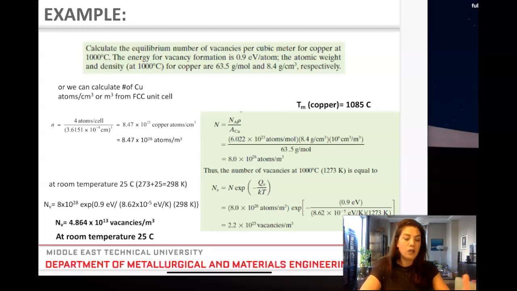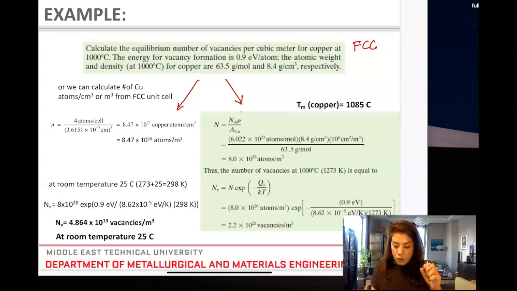Other variables are given for us to calculate the number of sites in copper. Another important piece of information is that copper is an FCC structure. Why do I need that information? Because to calculate the number of atomic sites, I'm going to use two different methods. One method goes from the unit cell. The other goes from the density calculations. It is FCC, and the lattice parameter of the FCC copper cell is given as 3.61 times 10 to the minus 8 centimeter.